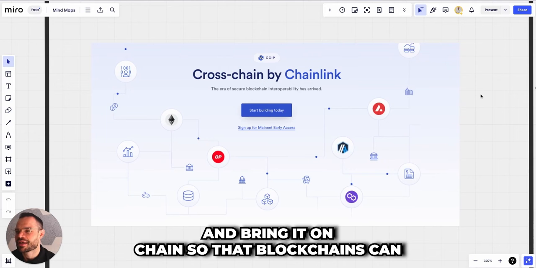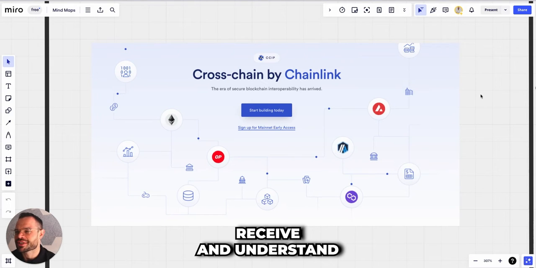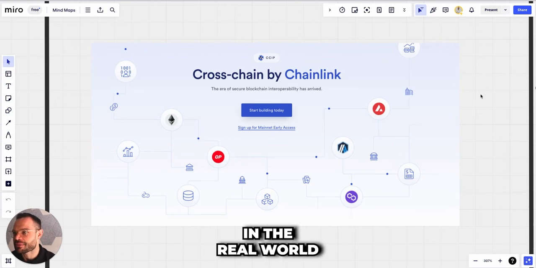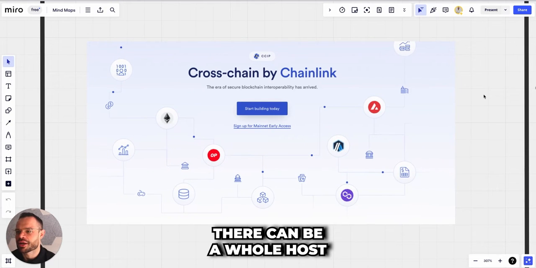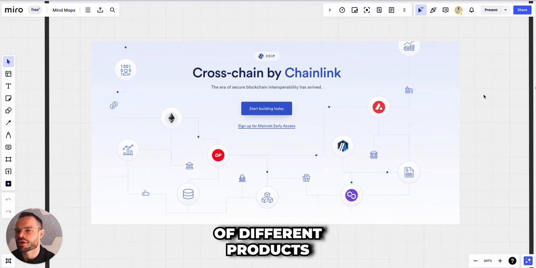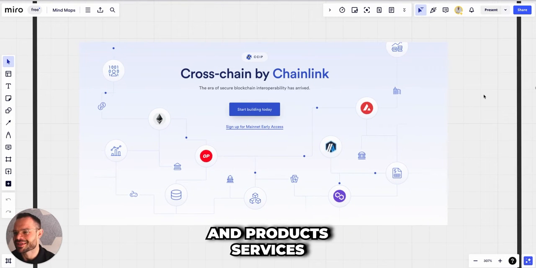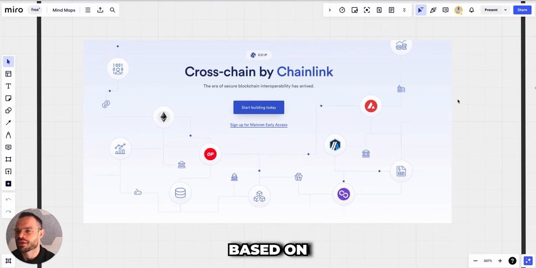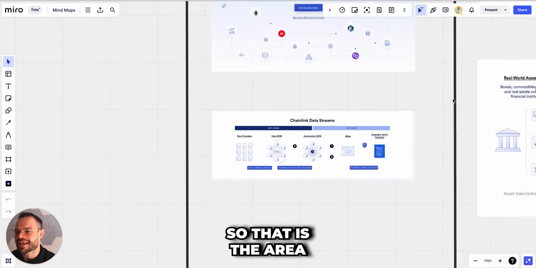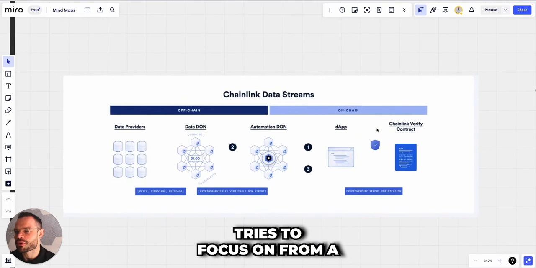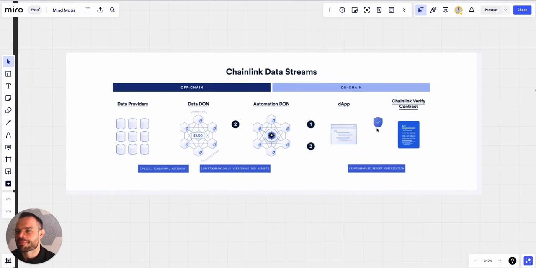blockchains can receive and understand data from the real world and real-world events and things that are happening in real time in the real world, and bring that on-chain so that there can be a whole host of different products and services and productized services built out based on oracles and real-world data that is being fed into these blockchains. So that is the area that Chainlink really tries to focus on from a fundamental level.